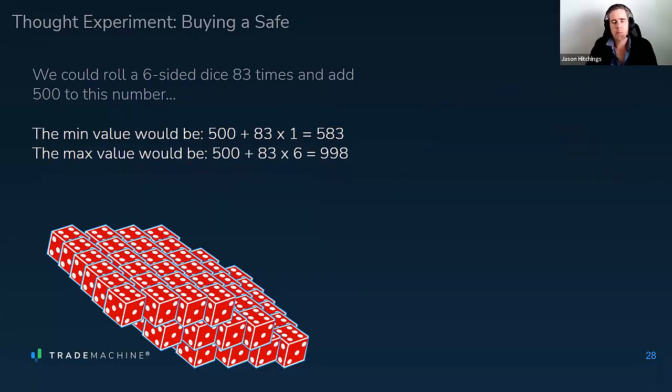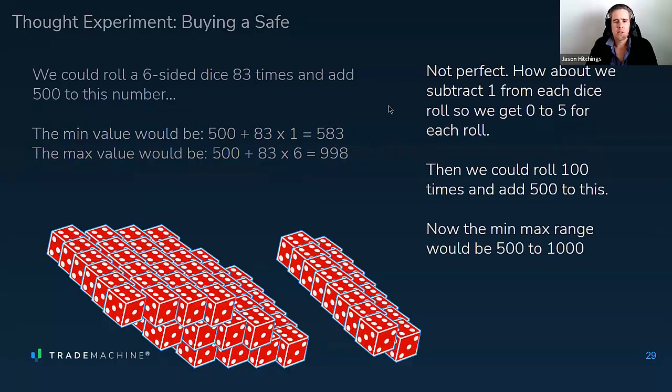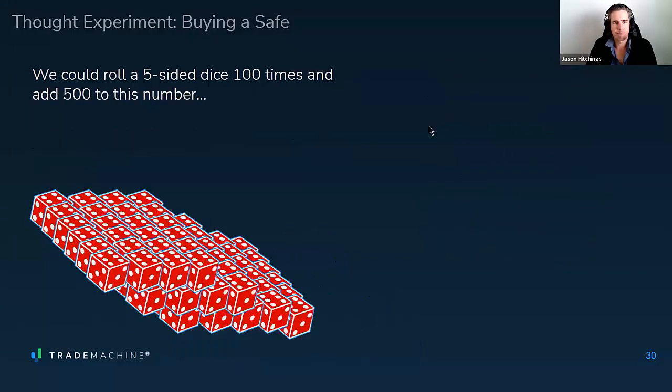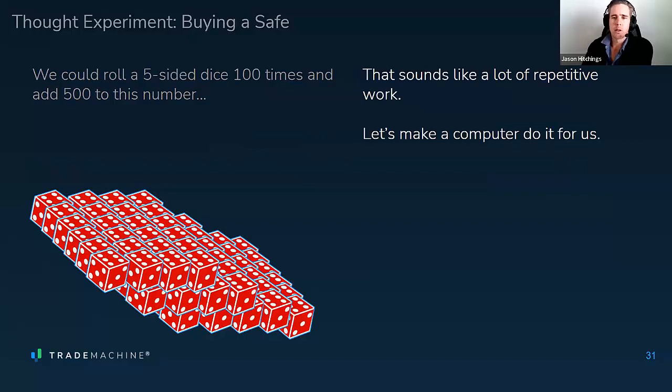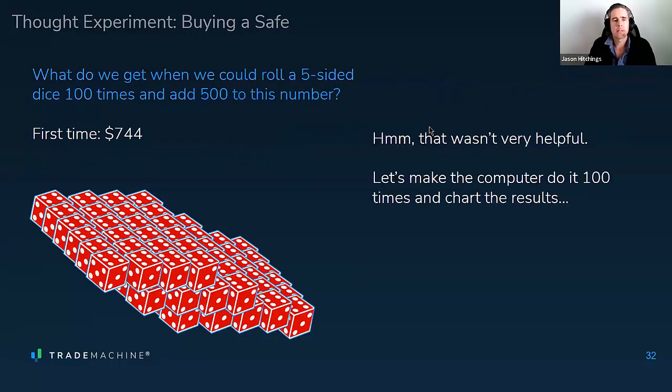Turns out that's not perfect because your range would be 583 to 598. So let's say you take a 6-sided dice and you just subtract 1 from it. And then you roll it 100 times. So now at least we get a value that's theoretically within the range of 500 to 1,000. Okay, so let's roll a dice 100 times and add it up. So, that's a lot of repetitive work. So we're not going to do that. We're going to make a computer do it for us.